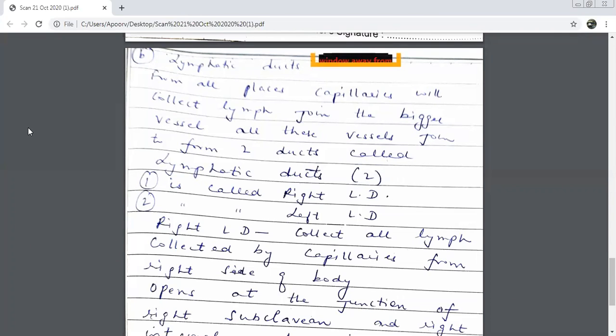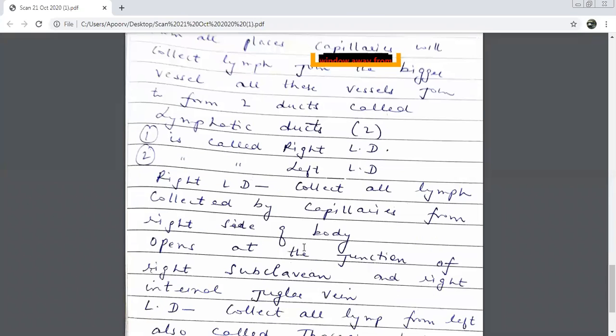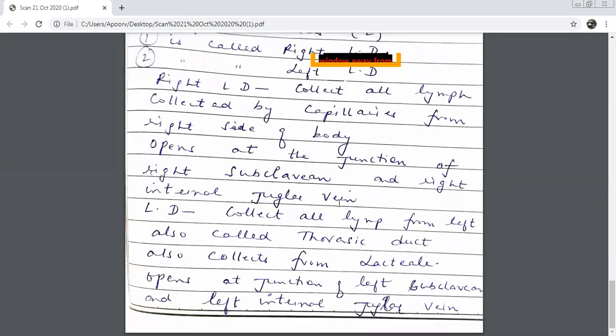Right duct. Similarly, all the capillaries on the left side of the body will collect everything, and they will give it to which duct? The left or the right? Yes, the left duct. The left duct is also called the thoracic duct. Remember this. The left duct is also known as which duct? Thoracic duct.